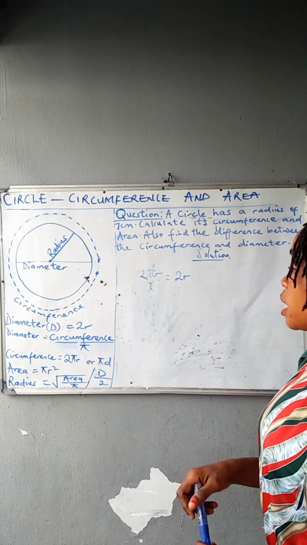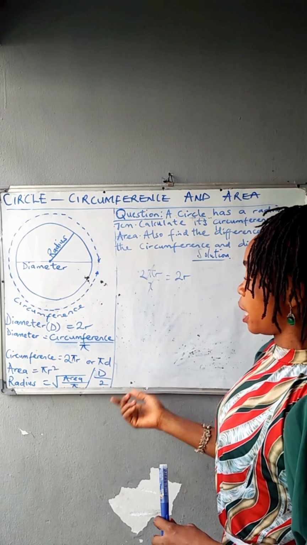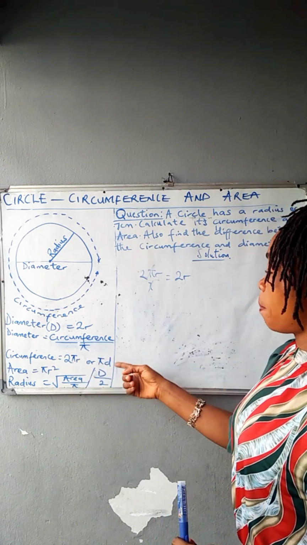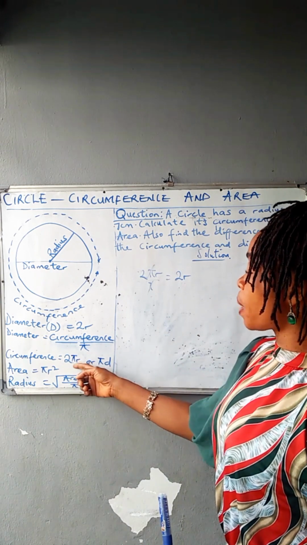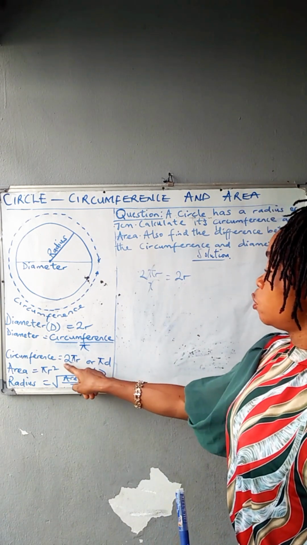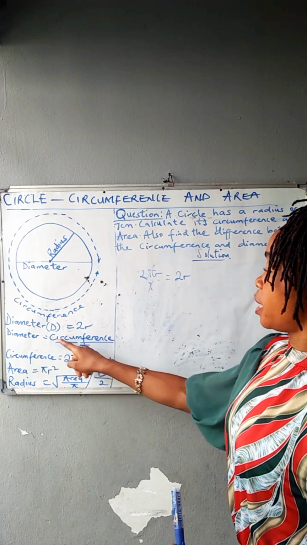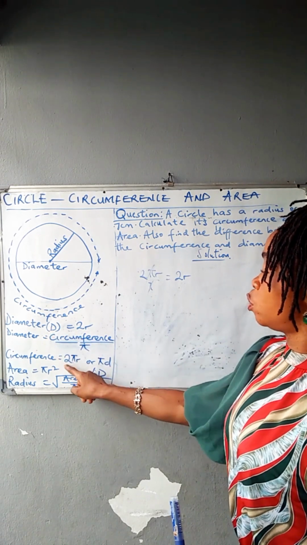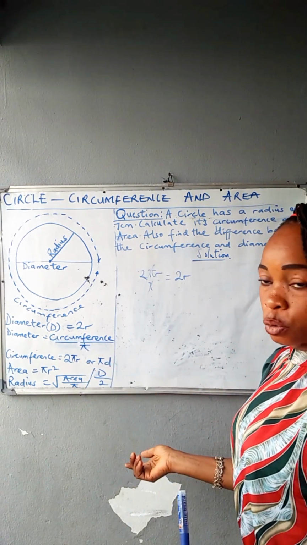Now the circumference of a circle can be calculated using this formula, 2 pi r or pi d. 2 pi r or pi d. 2r here is the d. So you either say pi d or 2 pi r, depending on the parameter given to us.